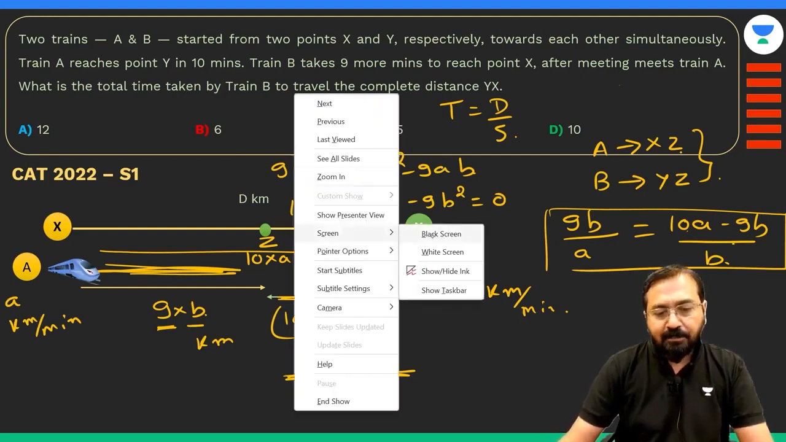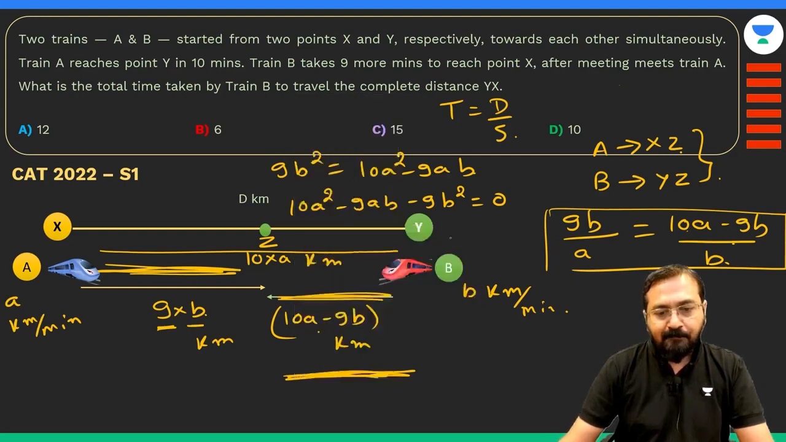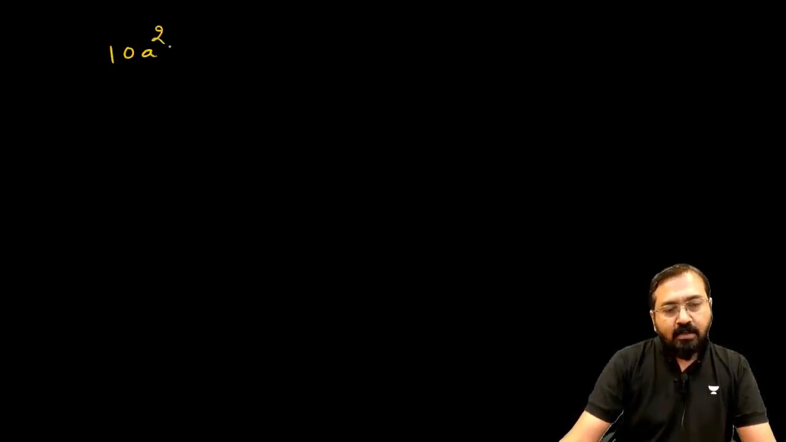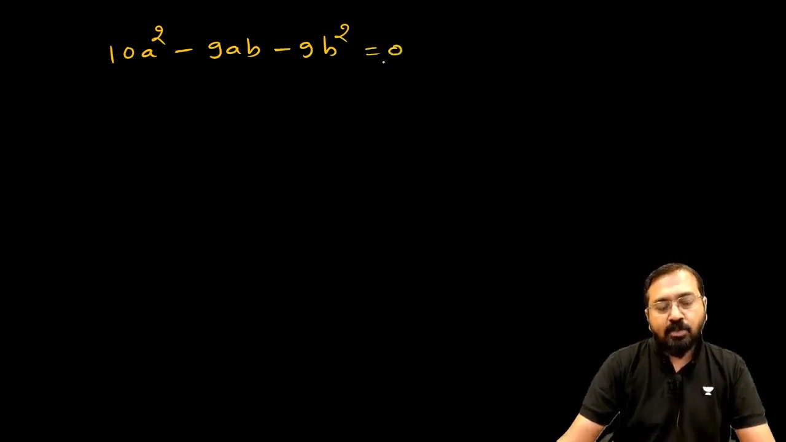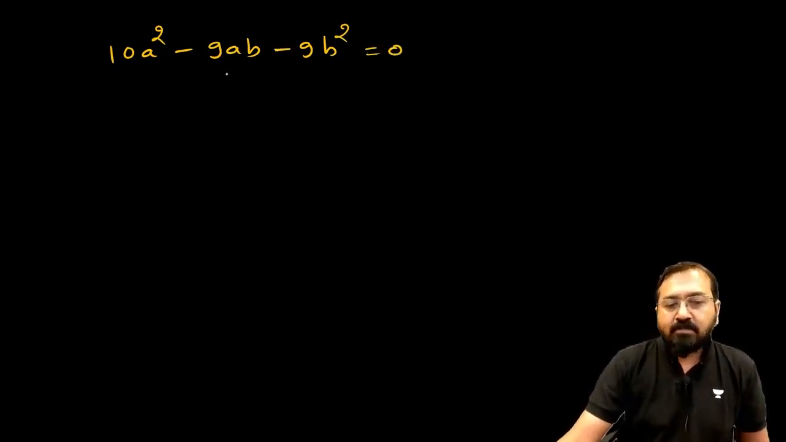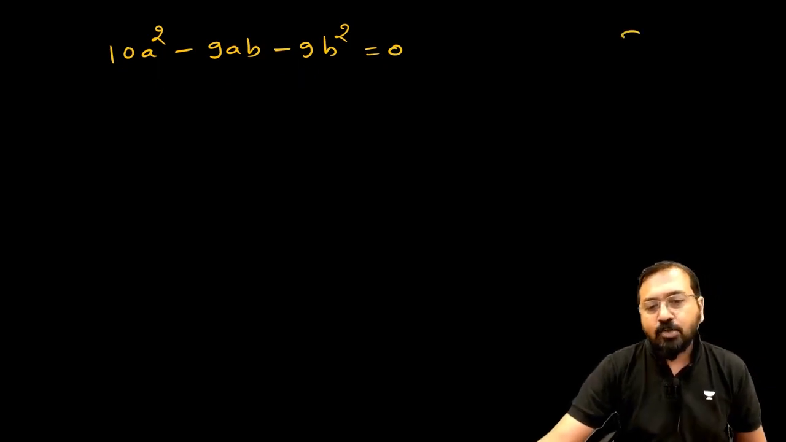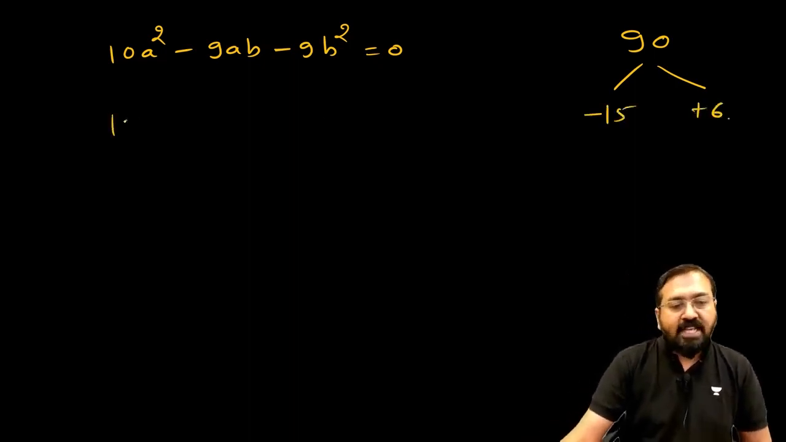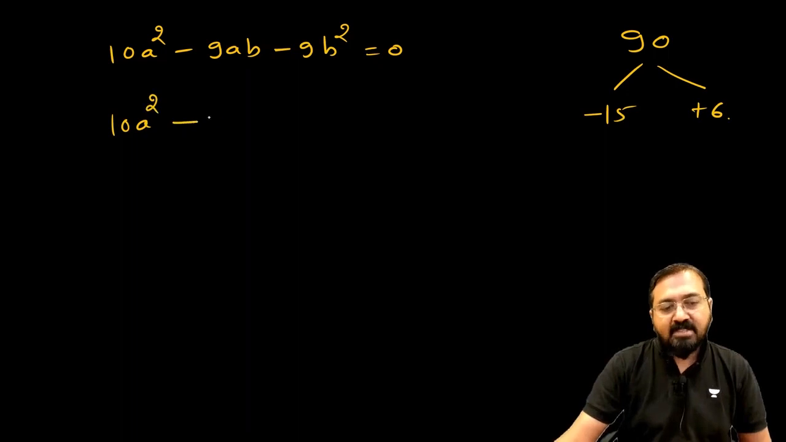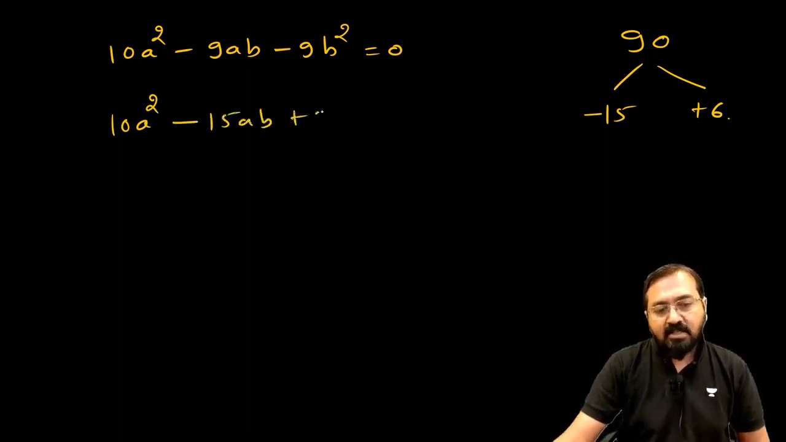I'll quickly show you this. Right, just a moment. So it is 10a square minus 9ab minus 9b square equal to 0. This is our equation, right? So 10 into 9 is 90. We need to factorize 90 into two parts such that the summation is minus 9. Of course, 15 and 6 multiply to 90. So we can split the middle term as minus 15ab plus 6ab minus 9b square, which is equal to 0.